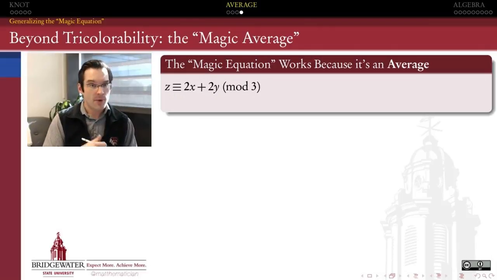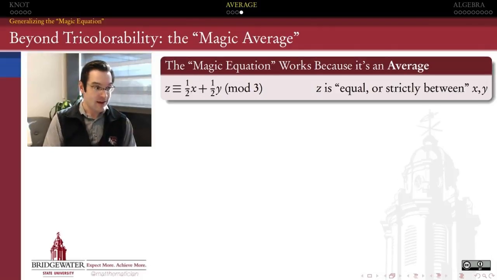But also, Z mod 3 being a field, 2 has a multiplicative inverse. Namely, the multiplicative inverse of 2 is 2 itself. In other words, 2 is the same thing as 1/2 in Z mod 3. And so another way to see it is this is the same thing as z equals a half x plus a half y. Just an average. z is the average of x and y.